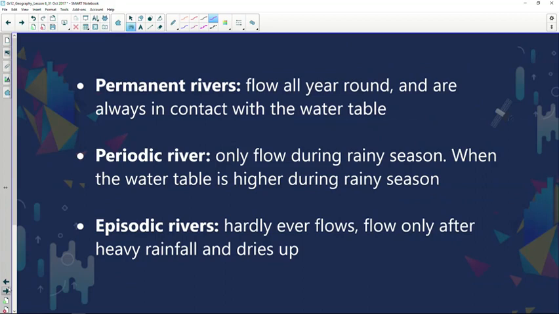Now, just a summary of the different types of rivers. A permanent river flows all year around. There's always contact with the water table. You can see the visibility of the water, it's always there. With a periodic river, the visibility of the water is there, but only during the rainy season. Okay, and it usually dries up during the dry season.